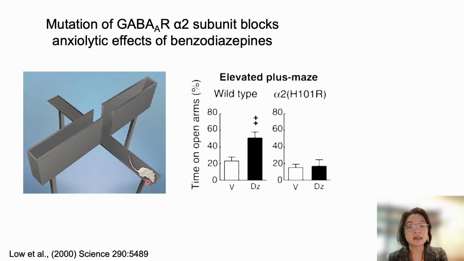In wild-type mice that don't have the point mutation, benzodiazepine administration can increase the amount of time the animals spend in the open arms. So we interpret that as anxiolytic, or the animals are having less anxiety when they're in the open arms and spending more time in the open arms. In the point mutation containing mice, the benzodiazepine no longer produces an increase in the time spent in the open arm. So the anxiolytic effect of the benzodiazepine is lost.